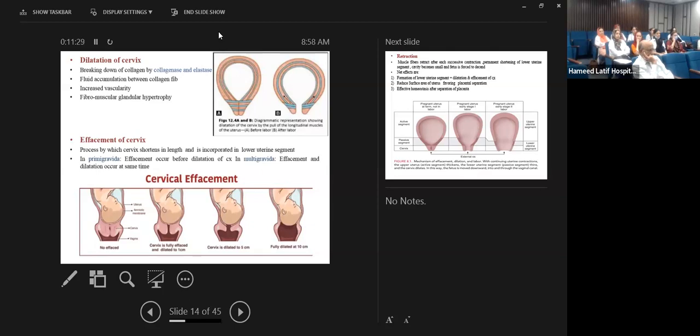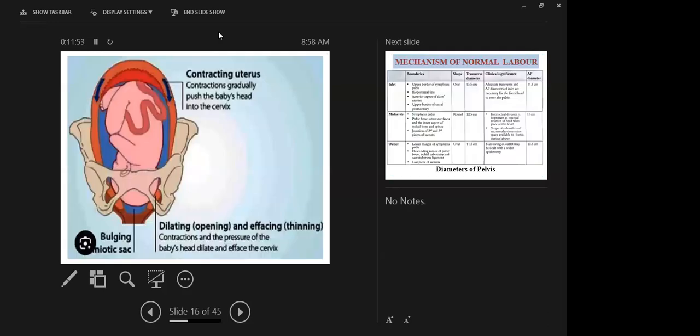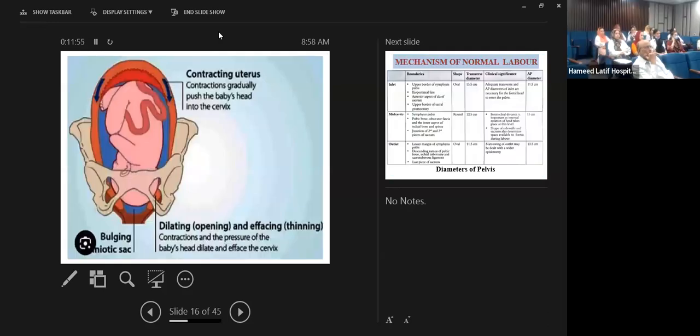Effacement of the cervix is the process by which the cervix shortens in length and is incorporated in the lower uterine segment. In primigravida, the effacement occurs before dilatation of the cervix. In multigravida, effacement and dilatation occur at the same time. As you can see, the length of the cervix is progressively decreasing as labor continues. Now, here's another diagrammatic representation of how the contraction of the uterus occurs, with dilatation and bulging of the amniotic sac.